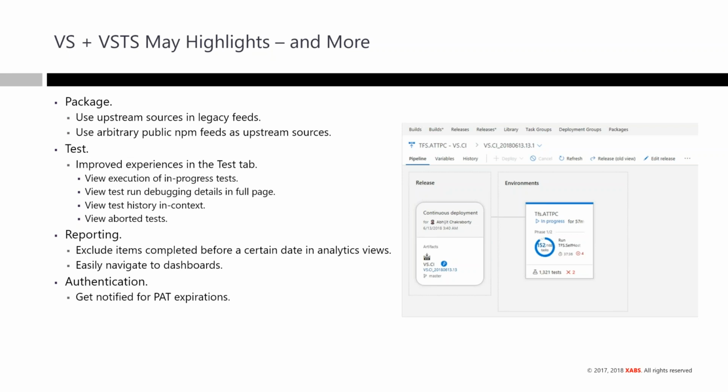Reporting, I haven't actually seen this, but excluded items completed before a certain date in analytics views are now reported. You will see that. That's just adding information to the analytics views. So if you're using analytics views, there's a little bit more information there. And apparently it's easier to navigate to the dashboards. As I said, I haven't seen this, so I'm not really sure what that really brings and what's in it.